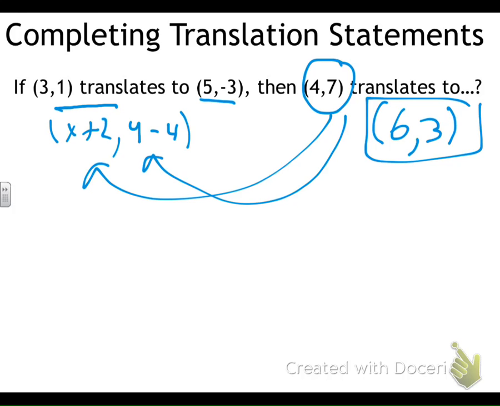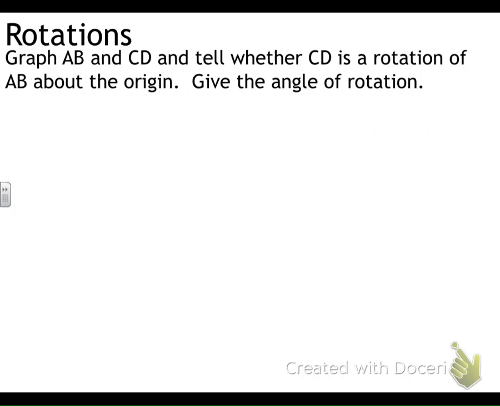All right, last problem. It's going to take a little bit of time, so draw this carefully, please. I'll tell you when to draw, and I'll tell you when not to draw. So here we go. Graph AB and CD. These are going to be segments. And tell whether CD is a rotation of AB about the origin. Give the angle of rotation. So before you even continue writing this sentence down, let's get a coordinate system up.